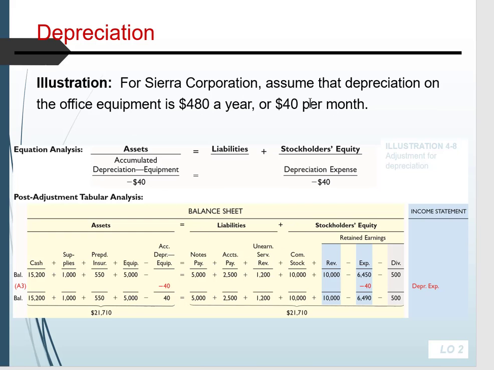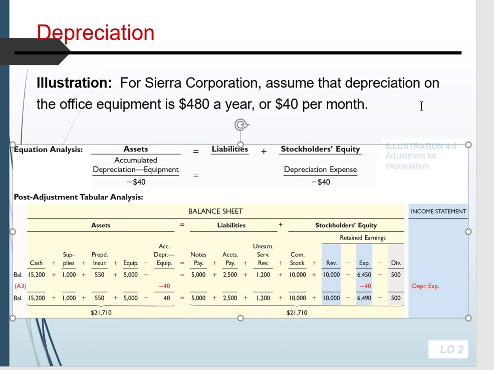So with depreciation, again, they're assuming here it's $480 a year or $40 a month. Where do we put that? Well, it's a special kind of account. We really don't write down the asset. Remember, we keep this as historical cost, but we have another line item here. This line item is called accumulated depreciation. So this is where we're going to tally all of our depreciation expenses for the equipment. So it's -40, and of course that's an expense, so it's negative over here.